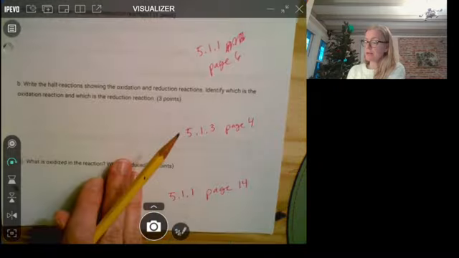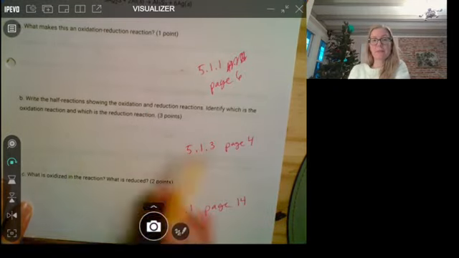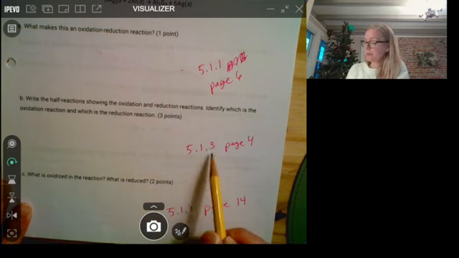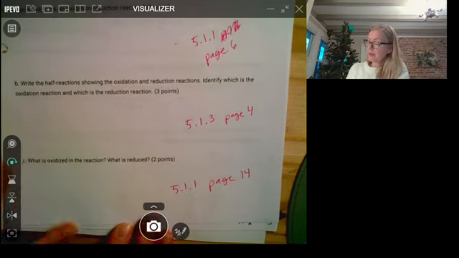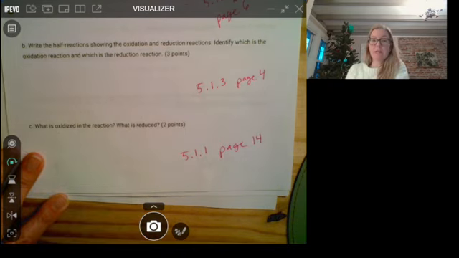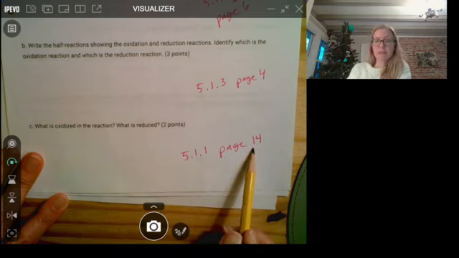So for your 2 half reactions, you'll have a half reaction for the element that was oxidized and a half reaction for the element that was reduced. You can look at 5.1.3, page 4. And then they're asking what was oxidized and what was reduced, meaning which element. Okay, so again, you can look at 5.1.1, page 14 if you're still not sure.